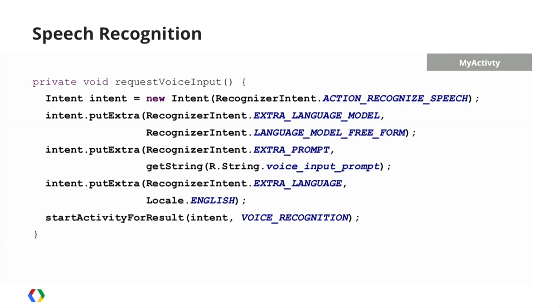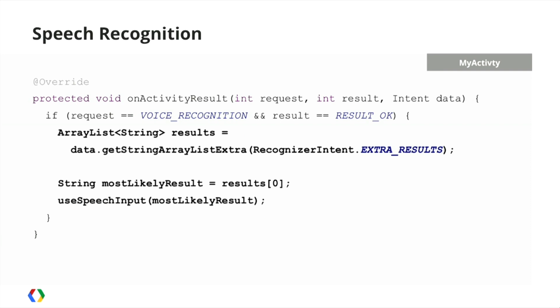So here we're using intents with extras to specify our parameters. We're saying the language model we want, which is almost always going to be free form if you're just taking in data that you want to process, the prompt that you want to show the user, and the language you want to listen in. And then we start an activity which puts up the voice recognition dialog and allows the user to start speaking. And we get all of that back on the activity result handler.